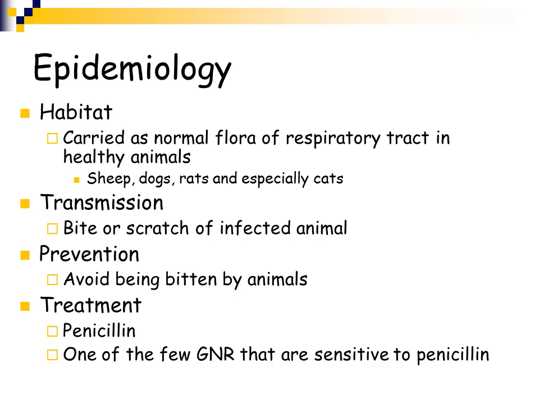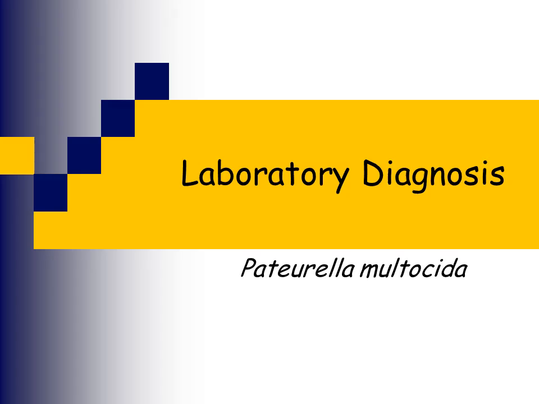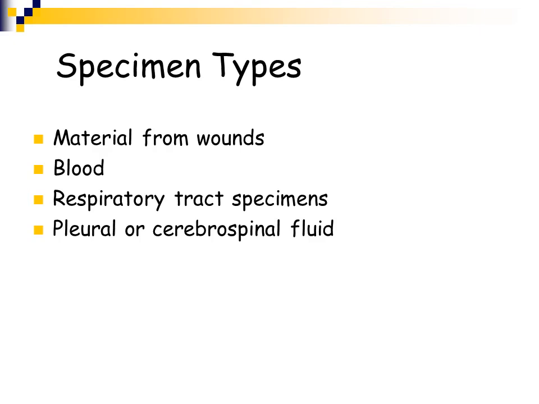Treatment: penicillin works fine, and it is one of the few gram-negative rods that are still sensitive to penicillin. In order to diagnose Pasteurella multocida in the laboratory, you would need to get your specimen in, and usually this is going to be material from a wound specimen. It might be blood, it could be respiratory tract, and in a case of meningitis, it could be cerebrospinal fluid.